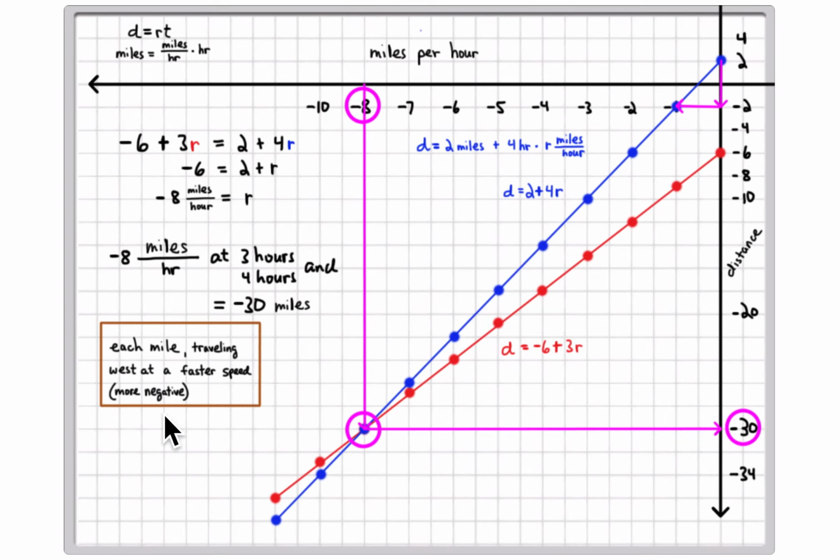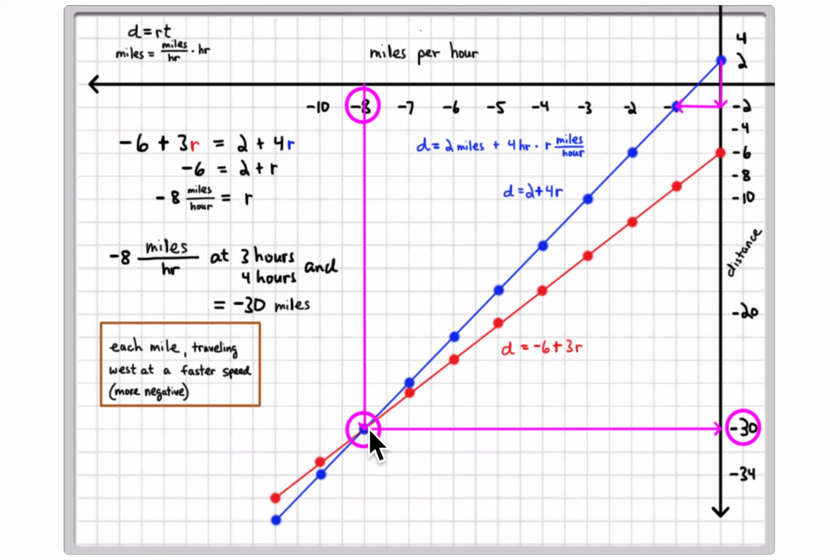So what this is saying is that each mile you're traveling west at a faster speed. I want to be at this point in 4 hours. To get to this point in 4 hours, I have to travel faster than this point in 4 hours. I want to get farther in 4 hours, or I want to get farther in 3 hours. So to get farther in a set amount of time, 4 hours, I have to travel faster. To get farther in that same set amount of time, in this case 3 hours, I have to travel faster.